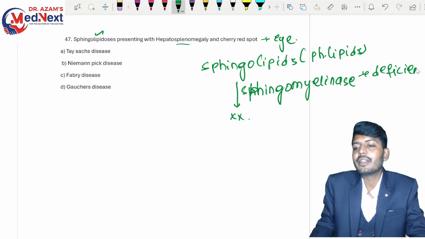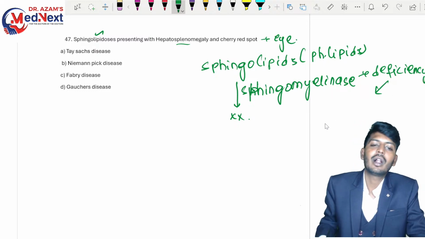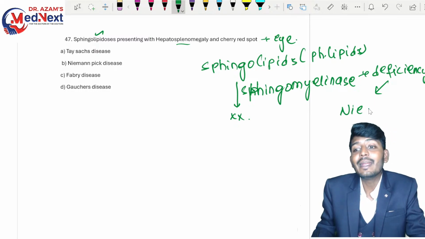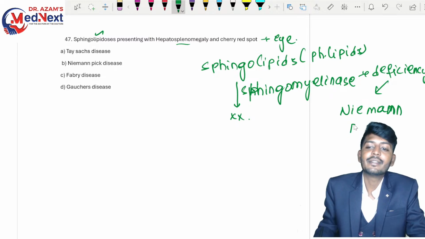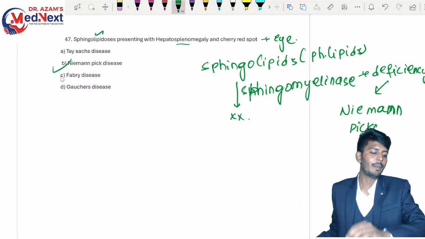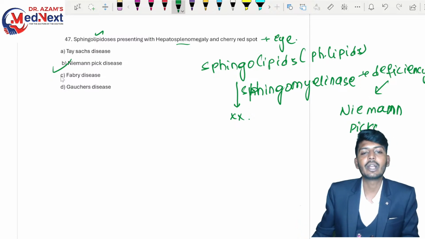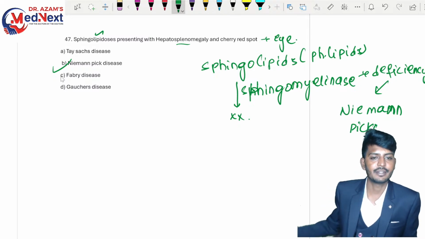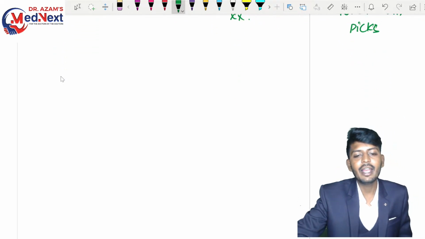So sphingomyelinase, if there is a deficiency, then my dear students, it will lead to a disease called as Niemann-Pick's disease. What is that? Niemann-Pick's disease. So the answer is B. Sphingomyelin ज़्यादा हो गया तो that is only called as Niemann-Pick's disease. बच्चे क्या बोलते हैं उसको? Niemann-Pick's disease. ठीक है? चलिए आगे बढ़ते हैं.